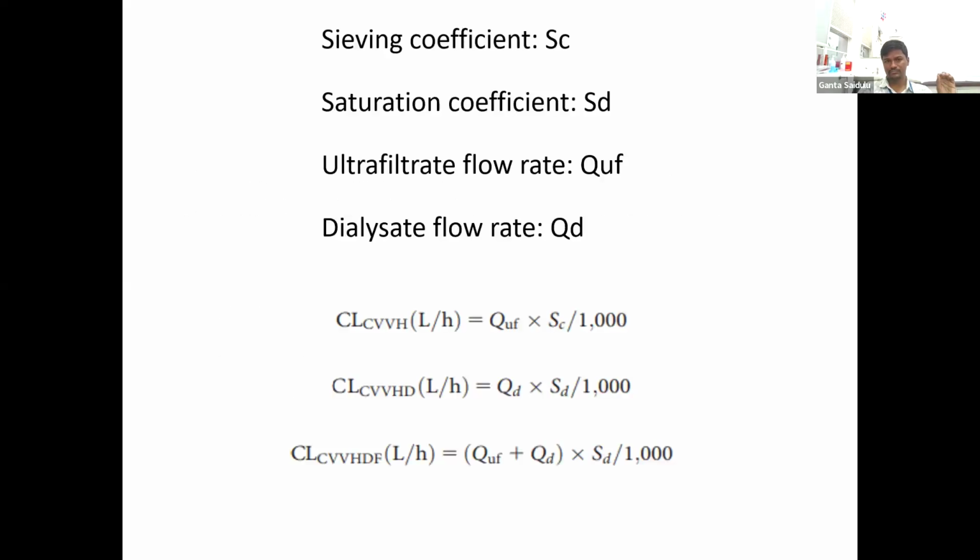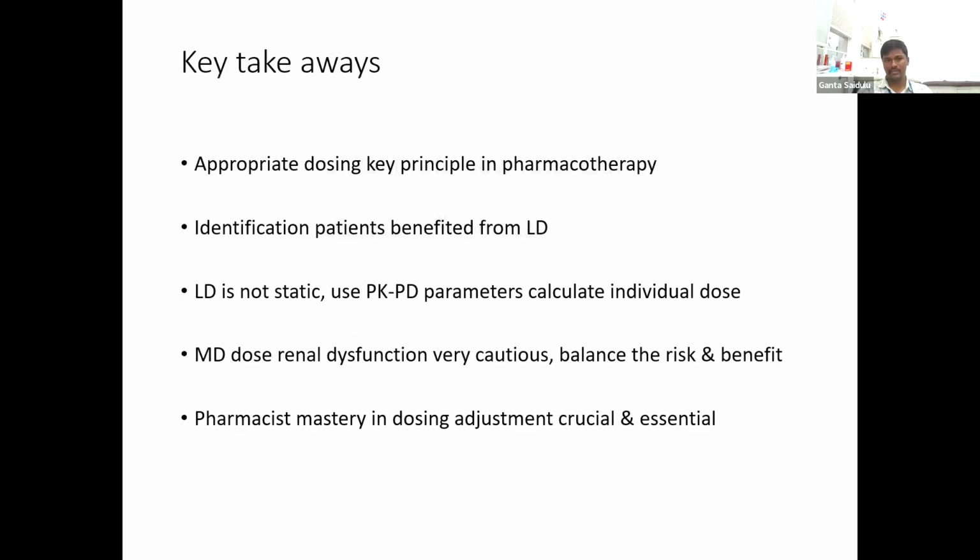That's it. Key takeaways: appropriate dosing is a key principle of pharmacotherapy. Identifying which patients benefit from a loading dose is very important. The loading dose is not a static value; it will keep changing, and may not always be 1 gram or 2 grams. Use PKPD parameters to calculate the individual dose. Dosing in renal dysfunction requires caution, balancing risk and benefit because of side effects. Pharmacists mastering dose adjustment is crucial and essential.